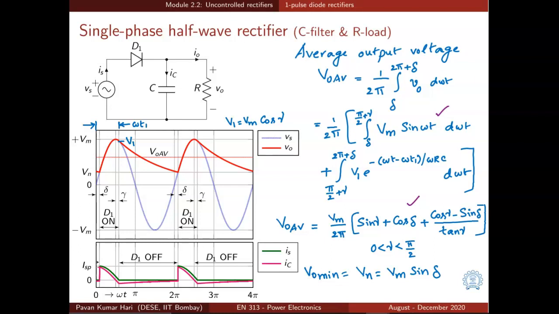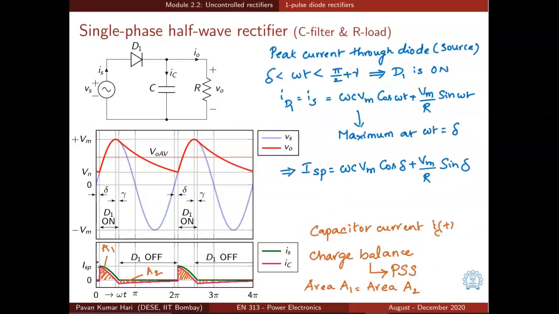And what is the minimum value of output voltage? Vo minimum is Vm sin delta, and the maximum value of output voltage is obviously the maximum value of input AC voltage, Vm. And how about the peak current through the diode or through the source?